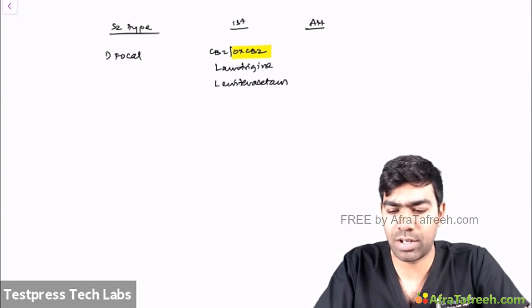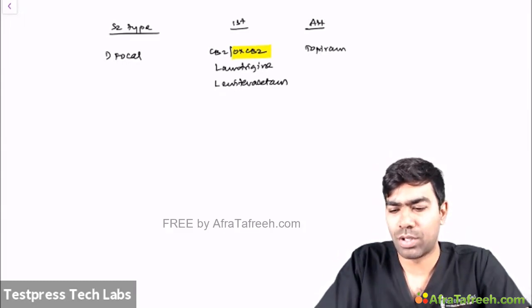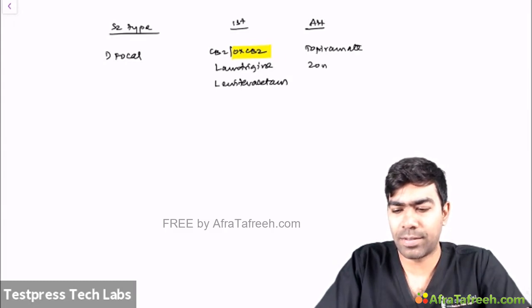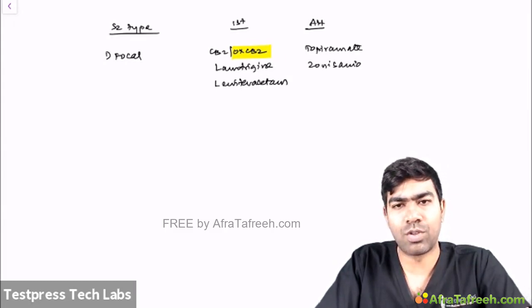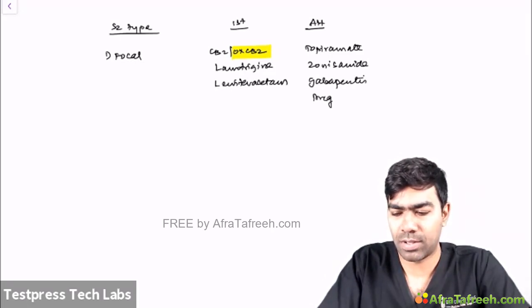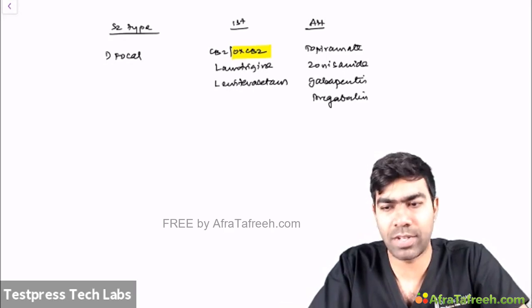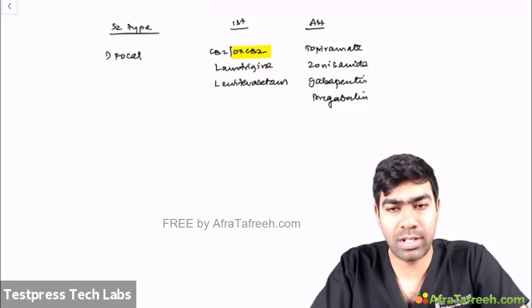Then alternative drugs, you can use topiramate, you can use zonisamide, and of course you can use gabapentin, and you can use pregabalin as well. Remember, phenytoin we generally tend to avoid. I mean, these are more broad spectrum drugs. Phenytoin, valproate we generally tend to avoid in focal seizures. Sometimes phenytoin can even worsen the focal seizures.